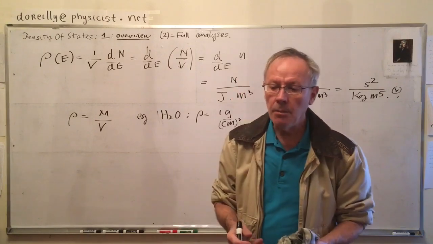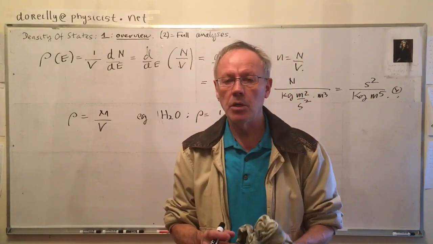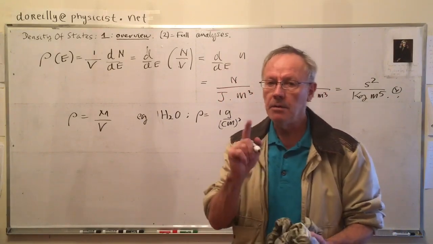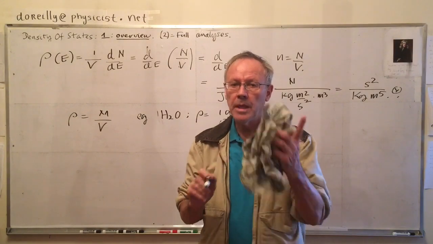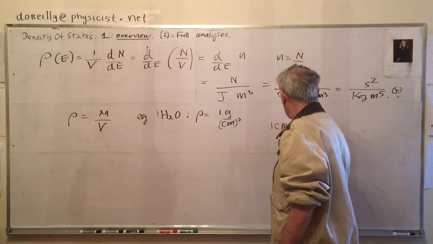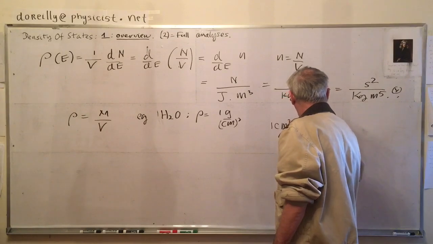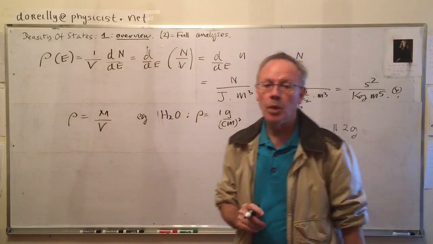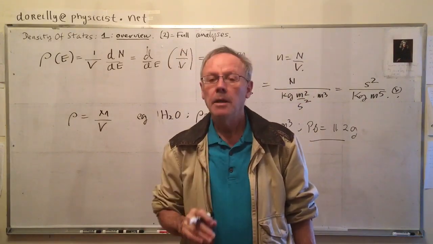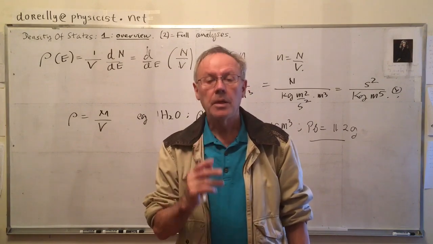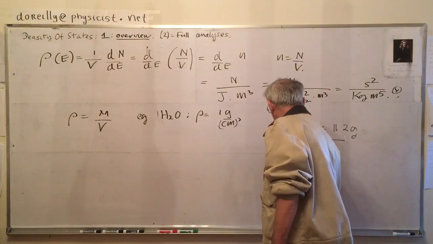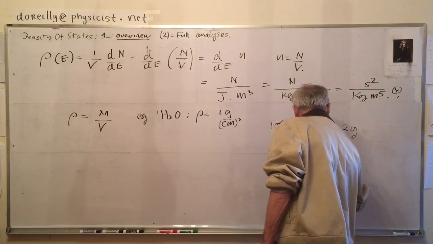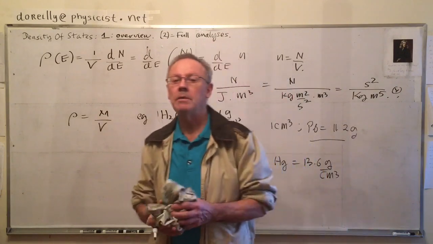The density of aluminium is 2.6 grams per cubic centimeter. Iron is about 7 grams per cubic centimeter. The density of lead is 11.2 grams per cubic centimeter. That means 1 cubic centimeter of lead weighs 11.2 grams. Mercury, I know for sure: the density of mercury is 13.6 grams per cubic centimeter.